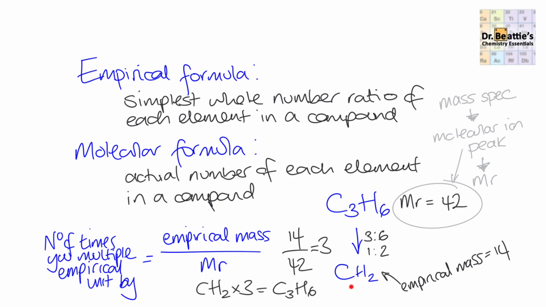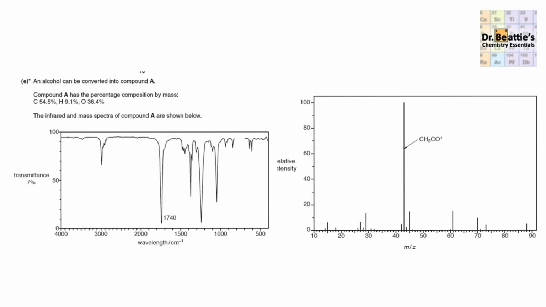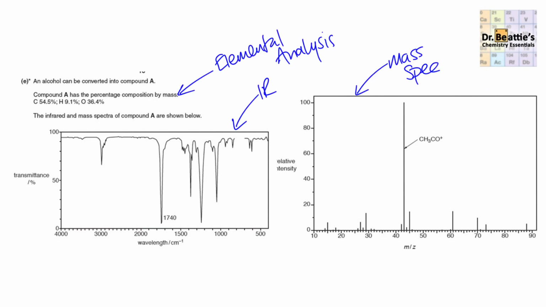formula to begin with. Now, to illustrate why this is so important as a skill in both year 1 and year 2, take for example this structure analysis question. You can see there are 3 pieces of information here. We've got elemental analysis, which this video deals with, we've got infrared, and then we've got mass spectrometry. Now, in order to understand how all these data link, you need to have all 3 pieces of information to work out the structure.